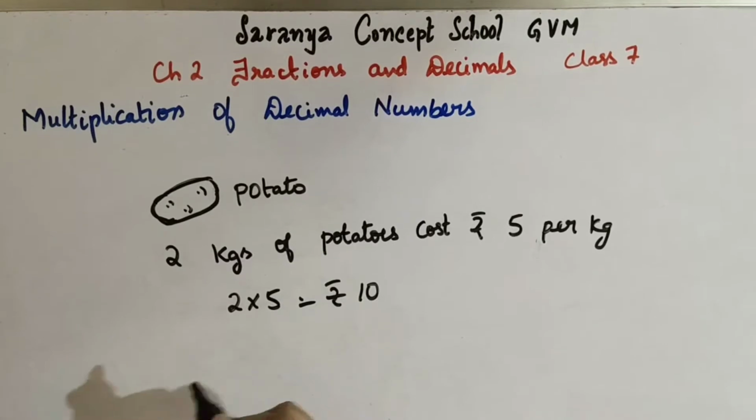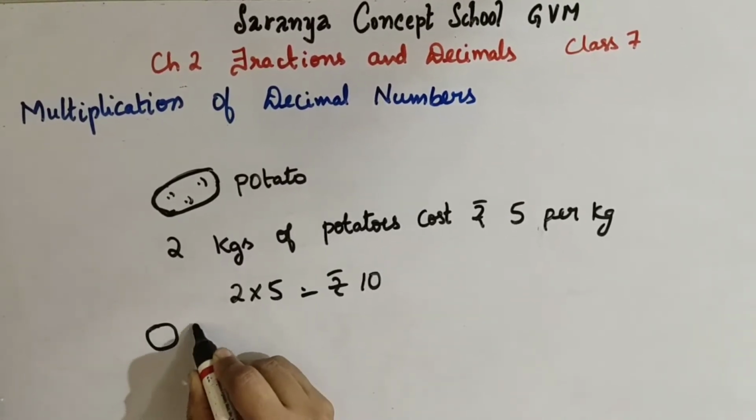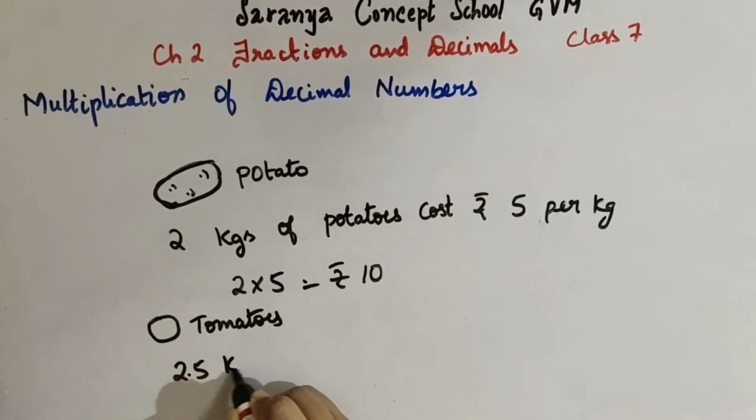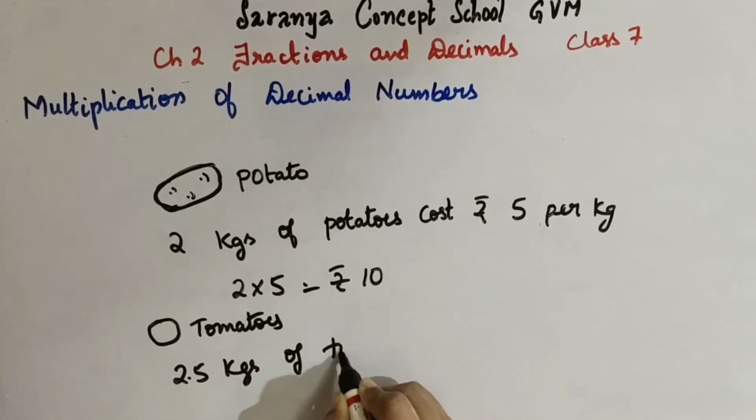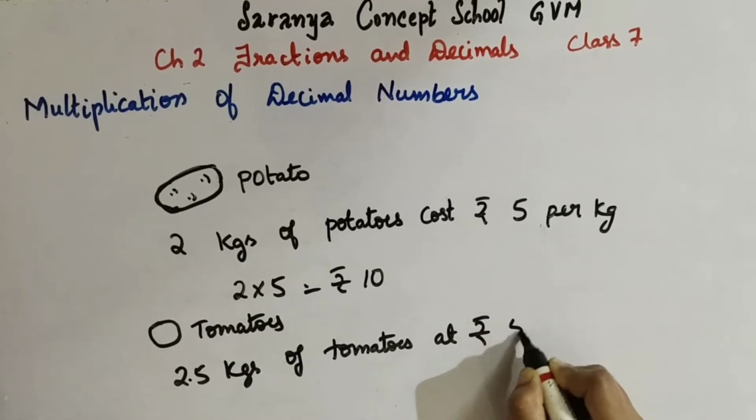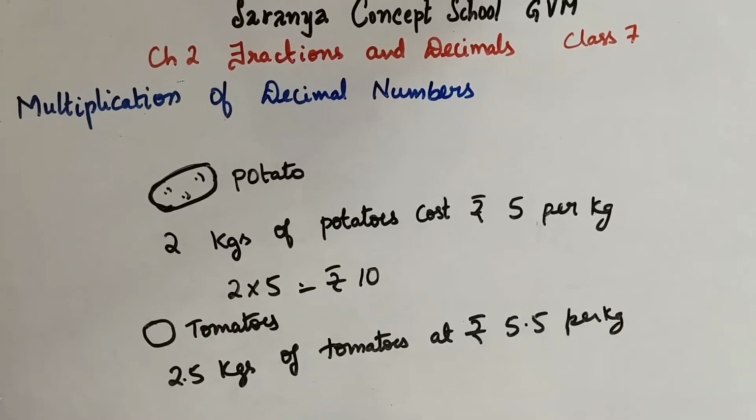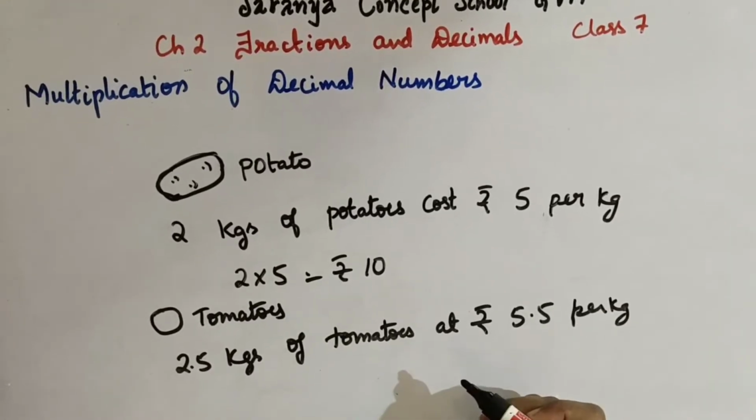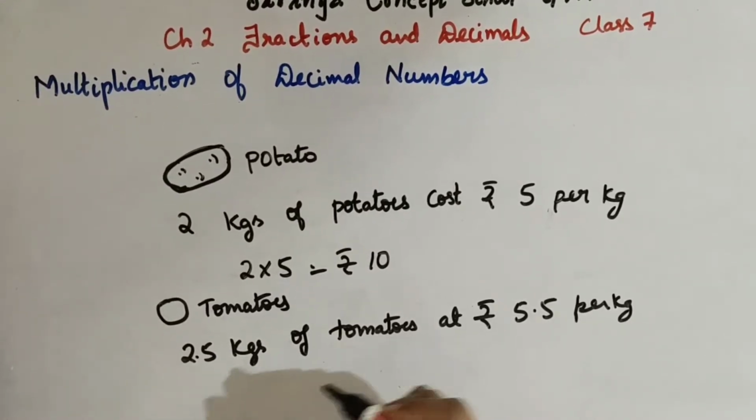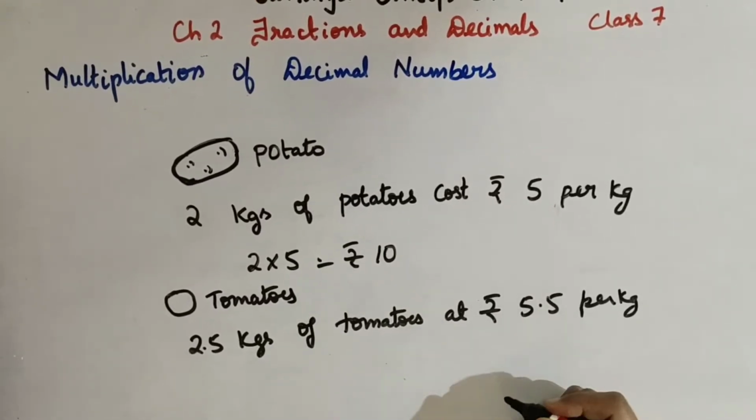That's very simple. Now how about if you want to buy tomatoes? Okay, tomatoes, 2.5 kgs you want to buy at the rate of rupees 5.5 per kg. Then also we need to do multiplication, but here we get the concept of multiplication of decimal numbers. Now how do we multiply this? I am going to explain this with a pictorial representation.